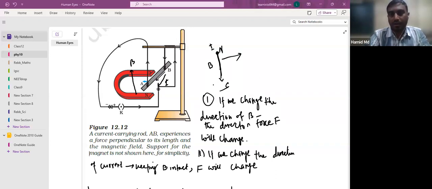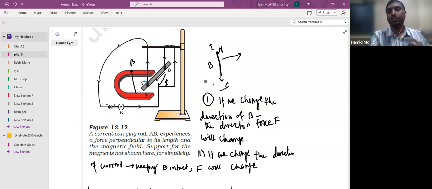So now what happens? Either you change the direction of current. If you change the direction of current, the direction of force will reverse. Or if you change the direction of the magnetic field, the direction of force will get reversed. Clear? These were important points.